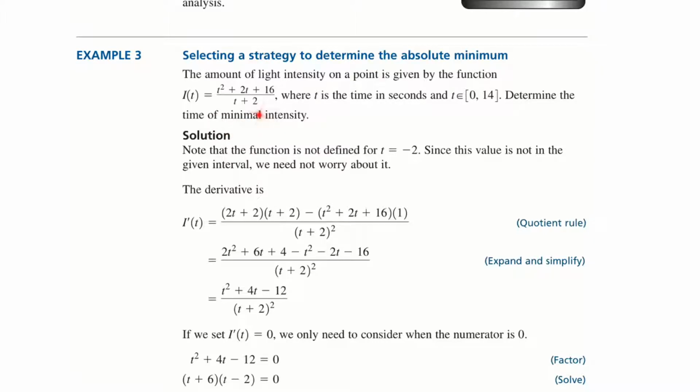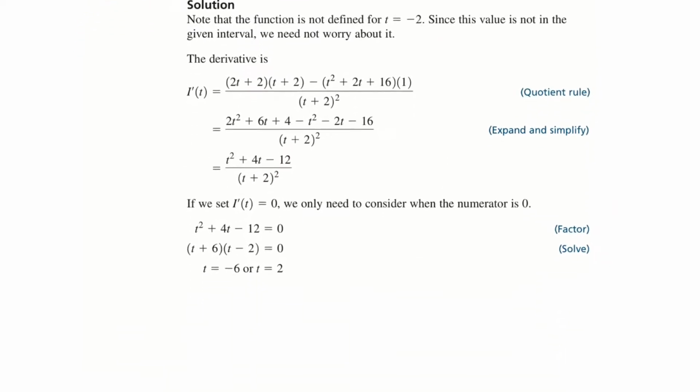We find the derivative of the function using the quotient rule: derivative of the numerator, which is 2t plus 2, times the denominator itself, minus the derivative of the denominator, which is 1, times the numerator itself, t^2 plus 2t plus 16, divided by the denominator to the power of 2. The derivative is t^2 plus 4t minus 12 equals 0. Set it to 0 by factoring, t is either negative 6 or t is 2. Negative 6 is obviously inadmissible.